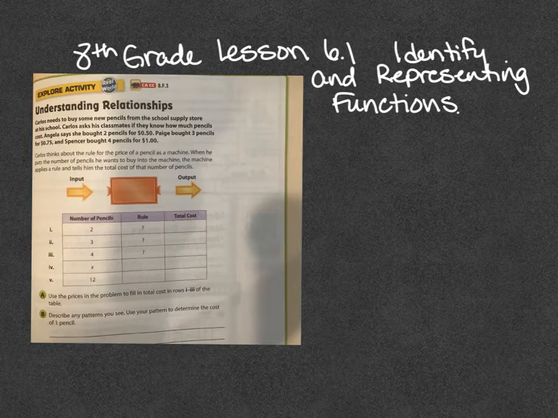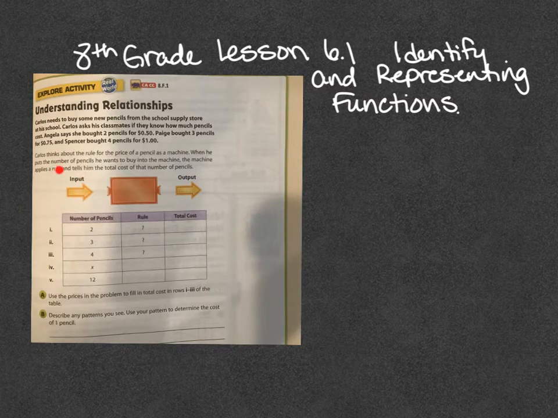So we are given this scenario where Carlos needs to buy some new pencils from the school supply store at his school. Carlos asks his classmates if they know how much pencils cost. Angela says she bought 2 pencils for 50 cents. Paige bought 3 pencils for 75 cents, and Spencer bought 4 pencils for $1. Carlos thinks about the rule for the price. The rule is kind of a key word here for the price of a pencil as a machine. When he puts the number of pencils he wants to buy into the machine, it applies a rule and tells him the total cost of the number of pencils.